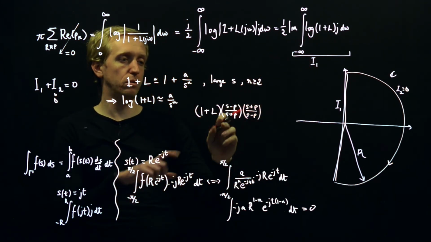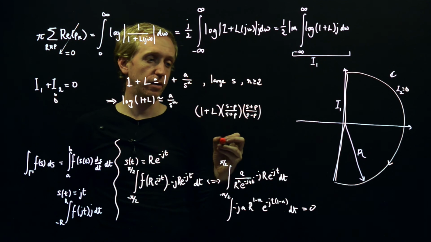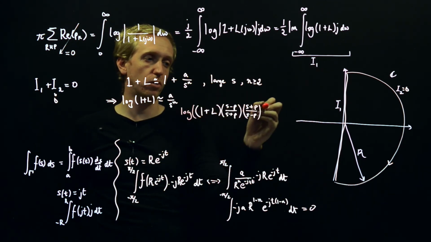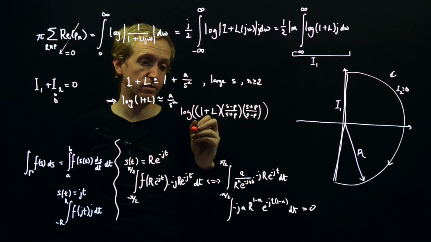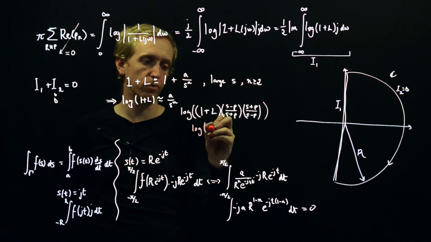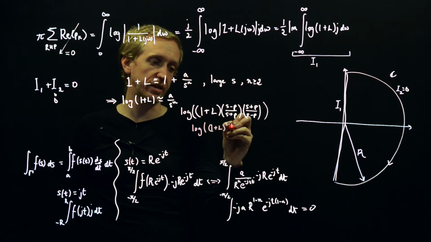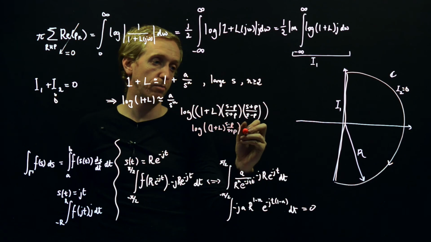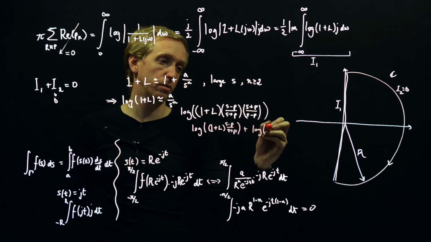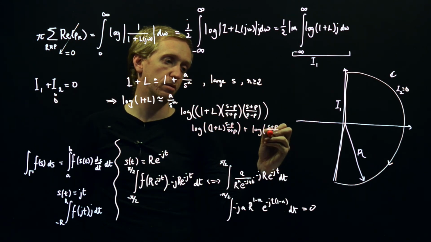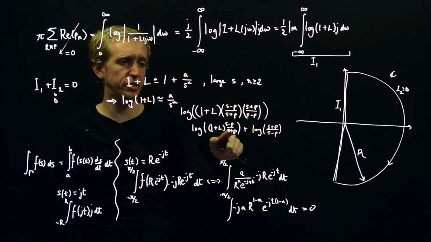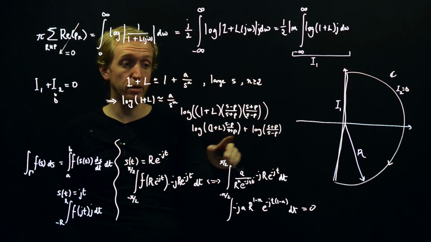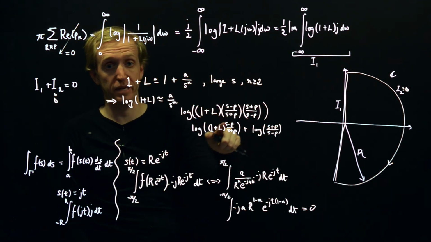And then you use the log to split this. So if I'm looking at the log of this now, and I just split it with the multiplication property, then I get log of 1 plus L, then I've got an s minus p over s plus p, plus log of s plus p over s minus p. And now the critical thing is that this term here is now just going to cancel the unstable pole.